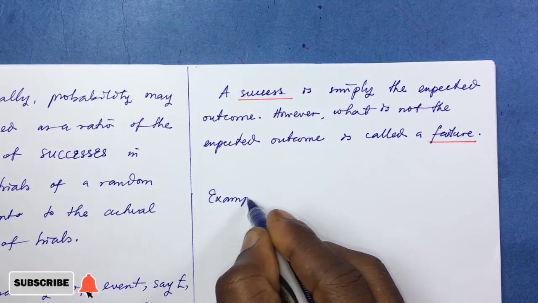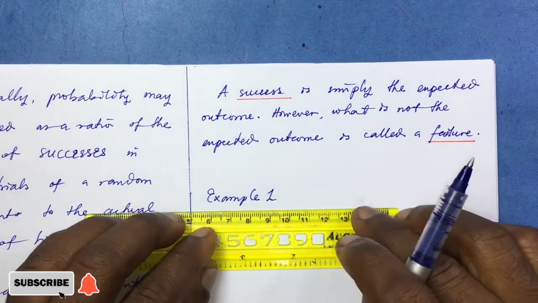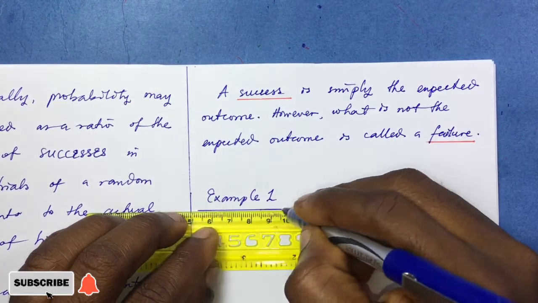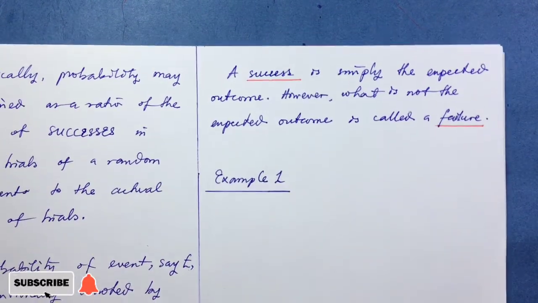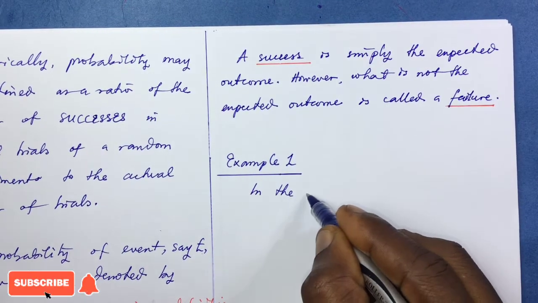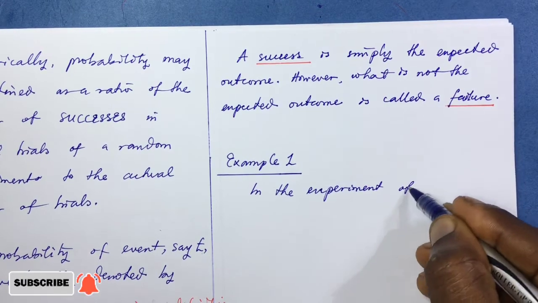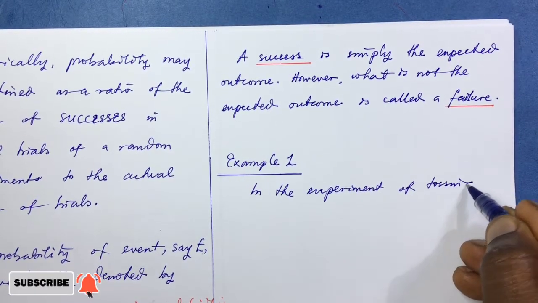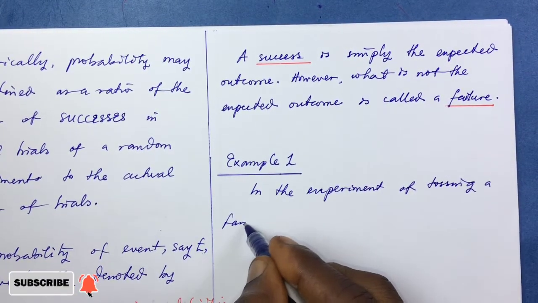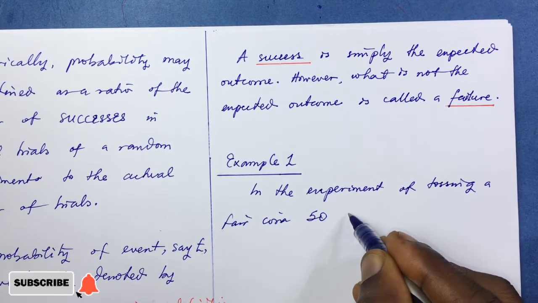Example number 1. In the experiment of tossing a fair coin 50 times.